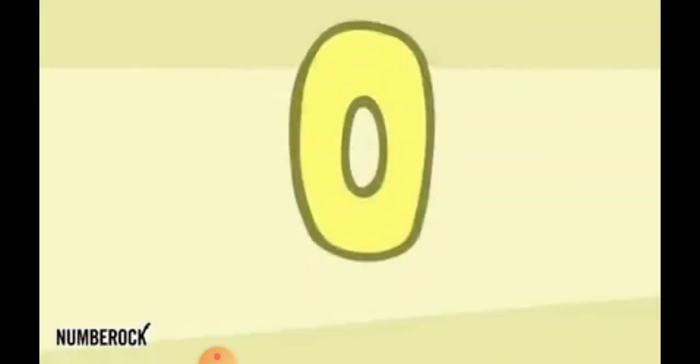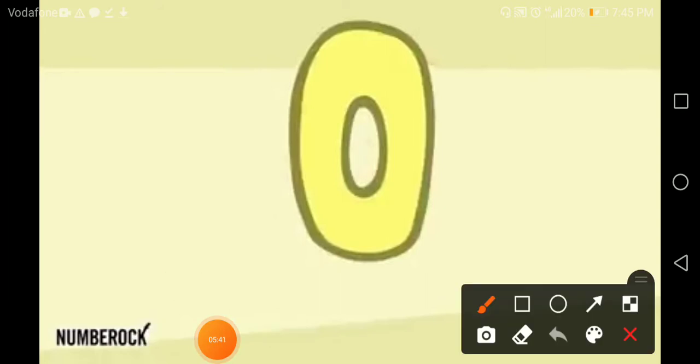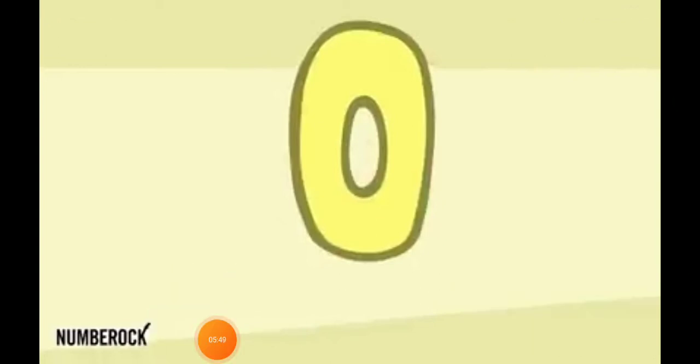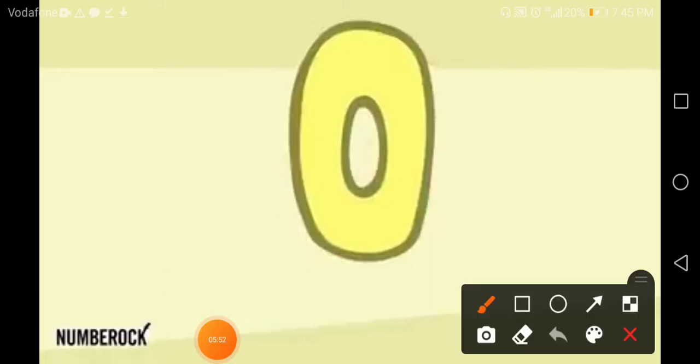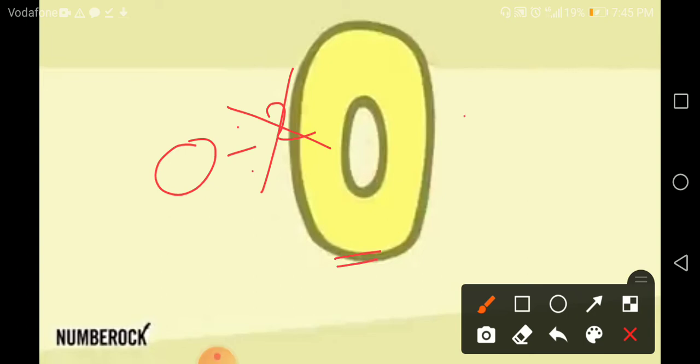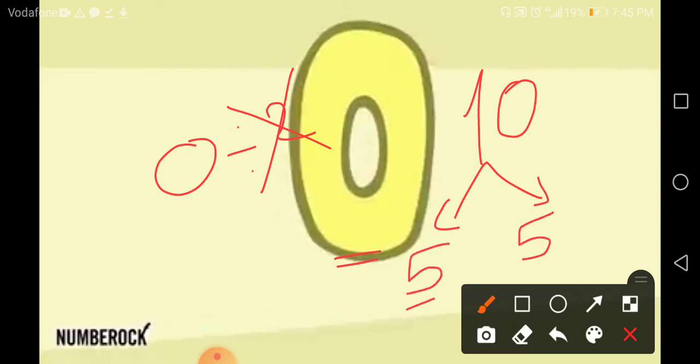Okay, guys, hi alligator, how are you? What do you want to tell us about a special number, which is 0? He tells us that 0, guys, is not divisible by 2, but it's an even number. Why? Because 10 can be split into 2 evenly, 5 and 5. So this is an even number. We know the secret now.